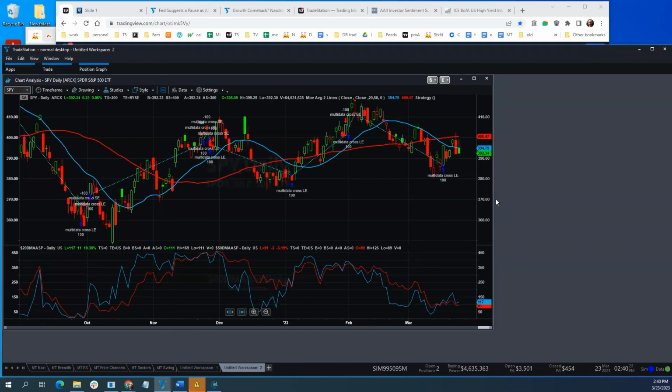Wow, this market is fighting to be an inside day. It's desperately trying to stay above yesterday's closing low. We'll see. It doesn't look good.